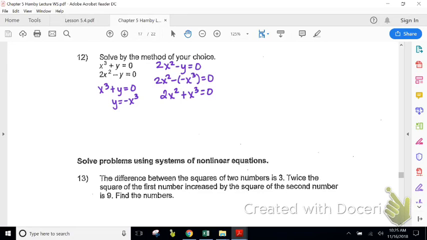Now what? We're not done, but good try. Yeah, common factor out an x squared. And then set them equal to 0.